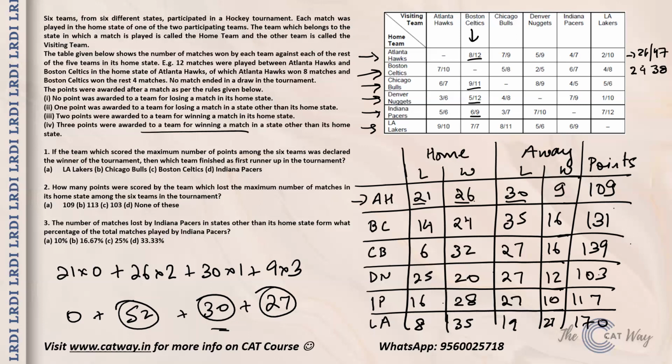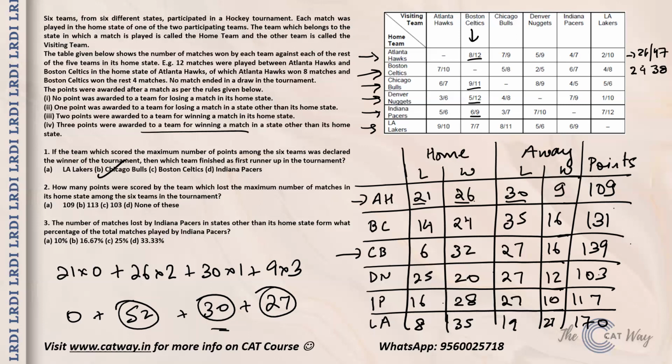Now, moving to the question. If the team which scored the maximum number of points among the 6 teams were declared the winner, then which team finished the first runner-up? First runner-up means the team which came second. So that we can say is CB, that is Chicago Bulls. Option number B is the right answer.